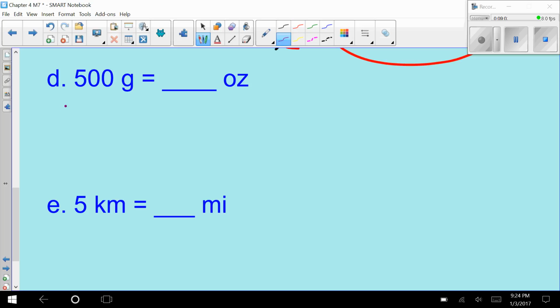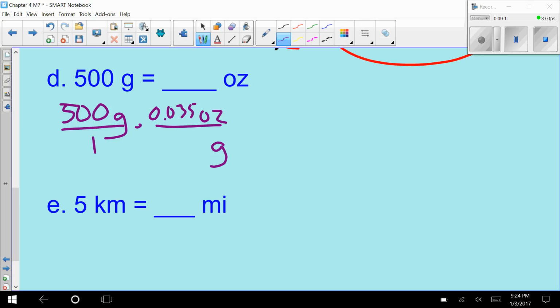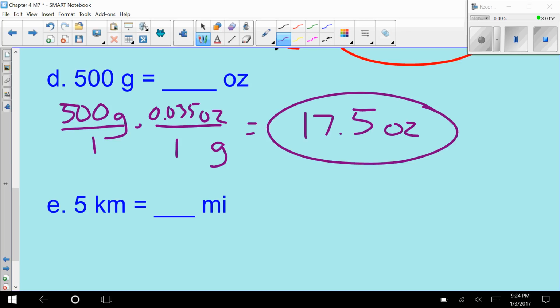All right, for the first one, we take 500 grams over 1 times. We need grams in the bottom, ounces in the top. Let's use 0.035 ounces equals 1 gram. So we multiply 500 times 0.035, and we get 17.5 ounces.